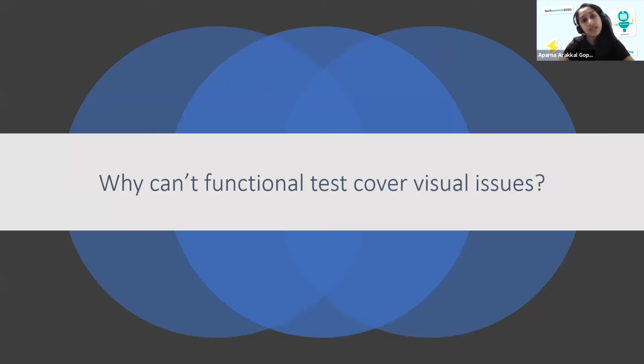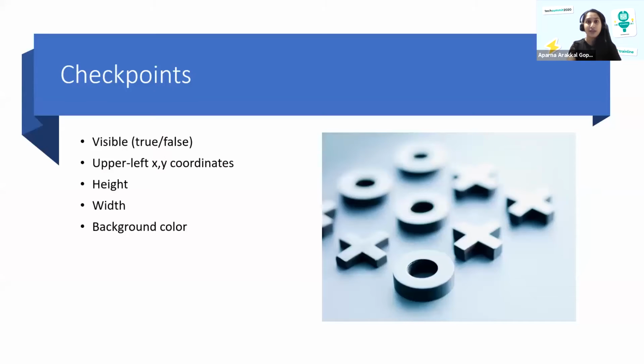So there comes another question: why can't functional tests cover visual issues? It's not that functional testing cannot cover visual issues, we could, but most of the visual issues are rendering issues, right? So to have rendering issues covered in our functional test, we have to have certain checkpoints in our test. The checkpoints are like whether it is visible, true or false, or whether it is in the right coordinate. It has XY coordinates, height, width, and background color.